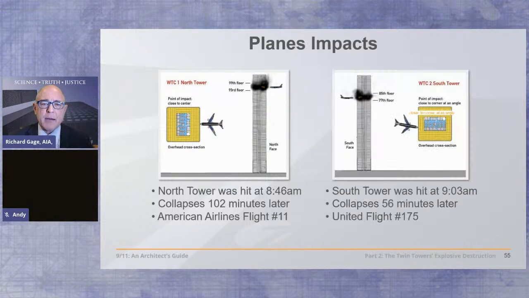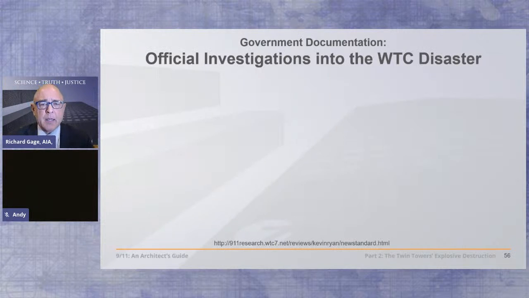In the case of the South Tower, it was hit at 9:03 in the morning. It collapses an hour later. So we have essentially a collapse theory by office fires and some broken columns due to the airplane impact. And we'll come to that in a moment.